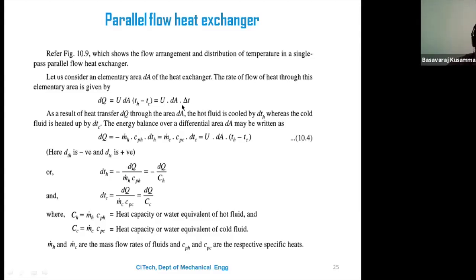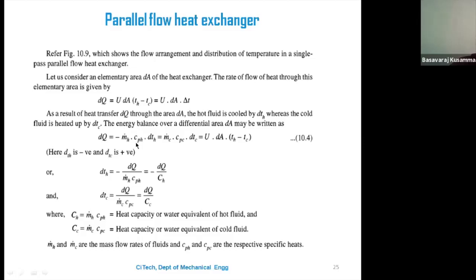The energy balance for the differential elemental area may be written as dQ. How can we calculate dQ? It is mH into CpH into dTH, where dTH is the amount by which the hot fluid is cooled, whereas the cold fluid is heated up by dTC here. So dQ, m dot h, is the mass flow rate of the hot fluid.